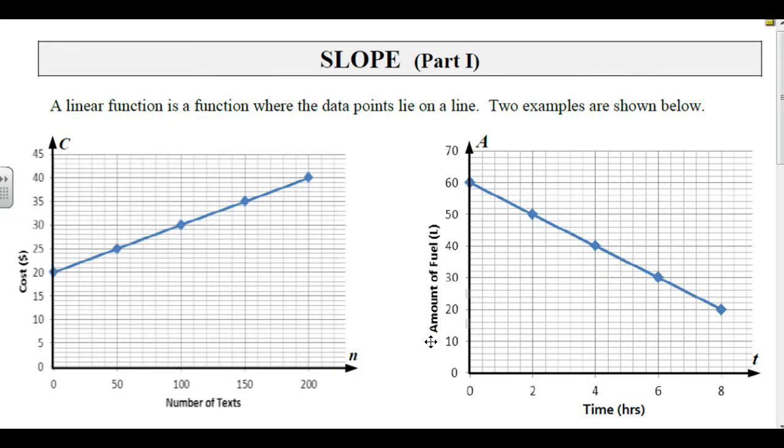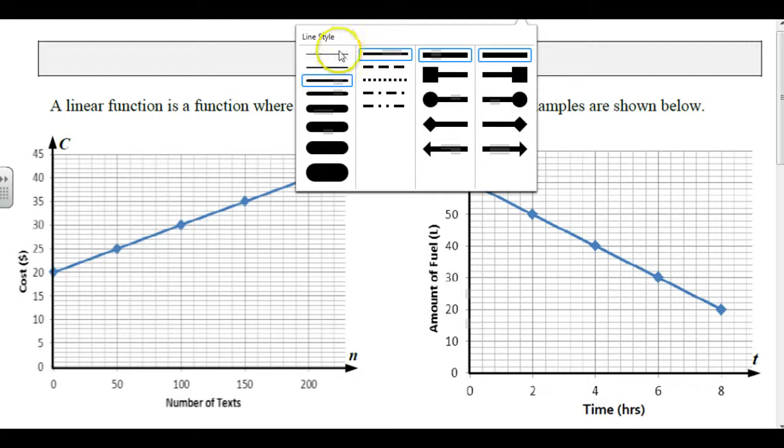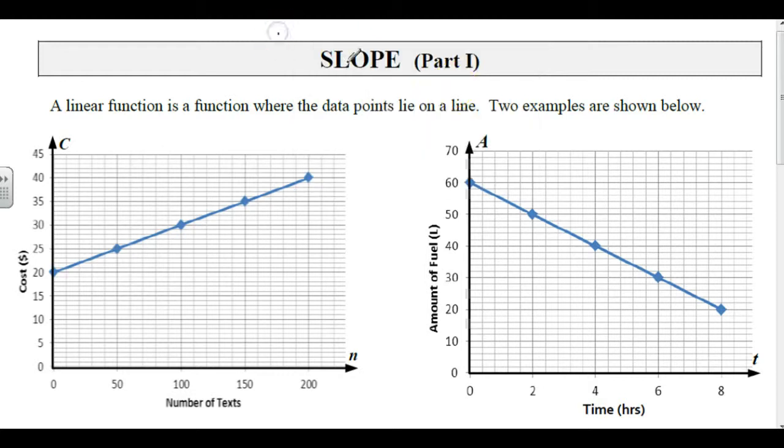Okay, here we go. This is Slope, Part 1, start of the new unit. But with some familiar stuff, which is a linear function. That's a function where the data points lie on a line. And two examples are shown below. So the cost for a number of textbooks, or the liters of fuel used in driving.